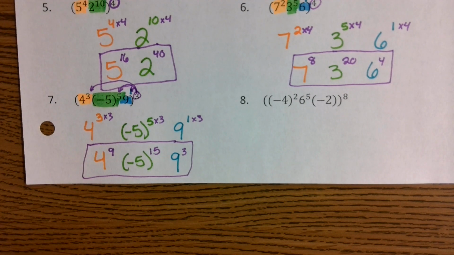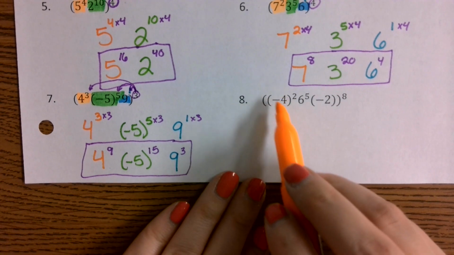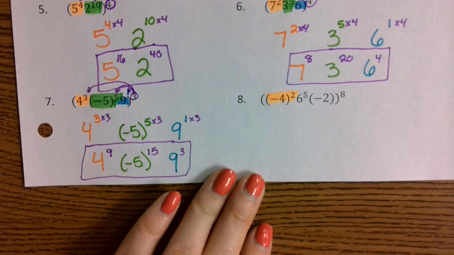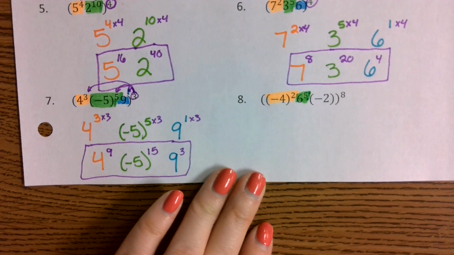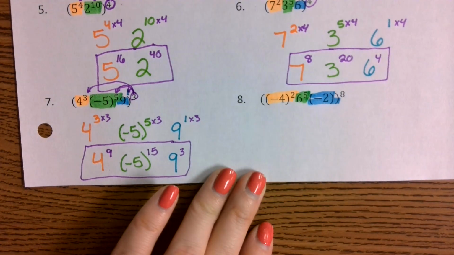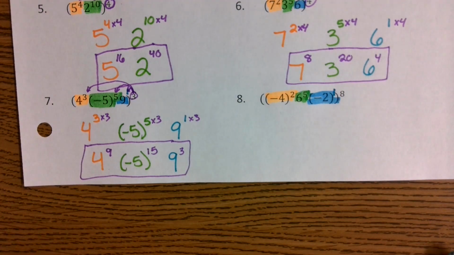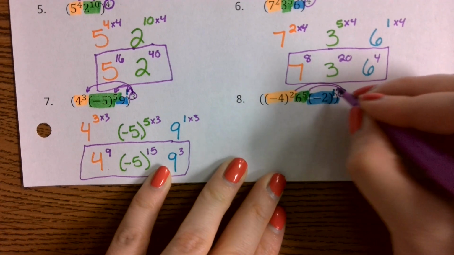All right, last problem. We have problem 8. Problem 8 has got negative 4 inside parentheses raised to the 2nd power. We've got 6 to the 5th power. And then we've got a negative 2. It doesn't have a power written, but remember, there's always that invisible 1. And then, of course, we've got the 8 that's on the outside. That's going to get distributed to each of these components on the inside.